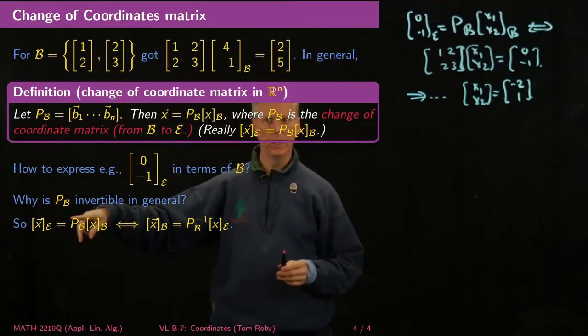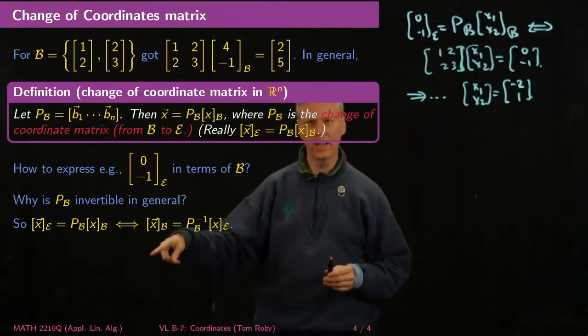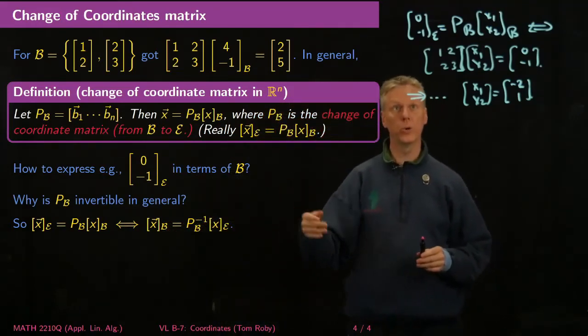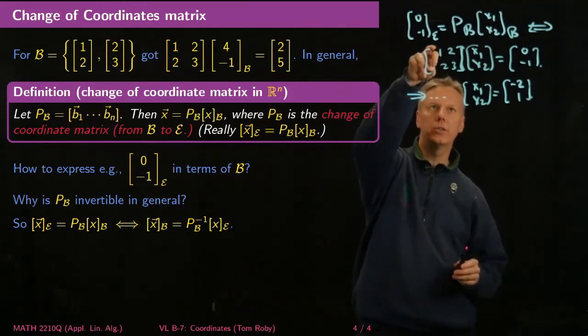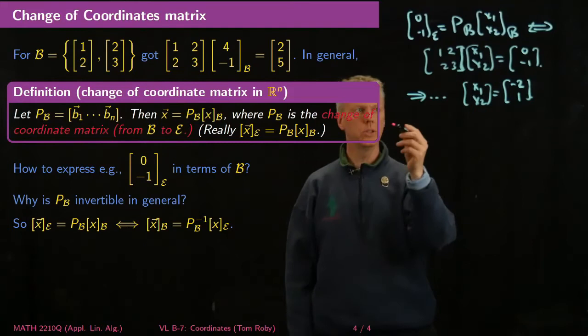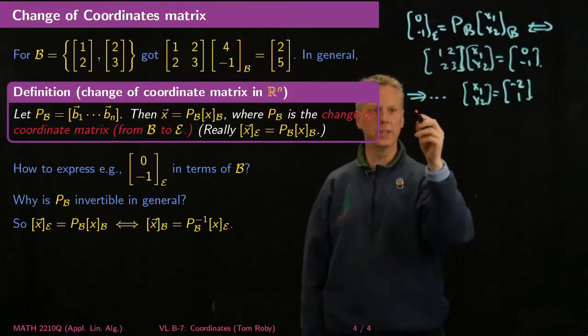If I move this over to the other side, it's the same thing as saying that x_B is equal to P_B inverse times x in standard coordinates. So if I know (0, -1) in standard coordinates, I just multiply by P_B inverse to get (x1, x2). So the question is, what is the inverse here in this case?